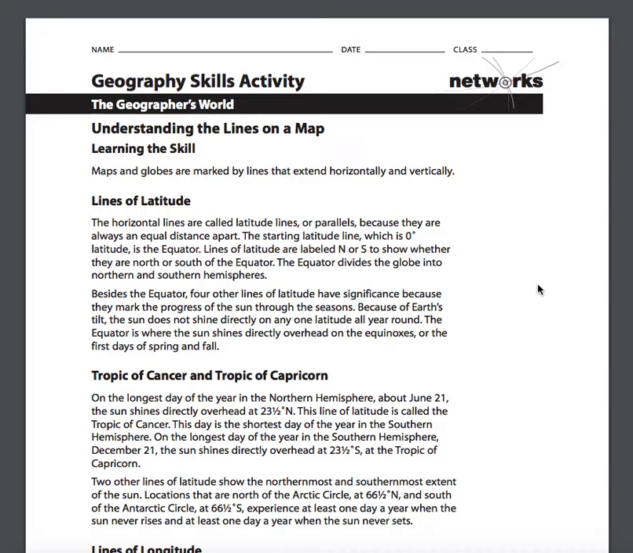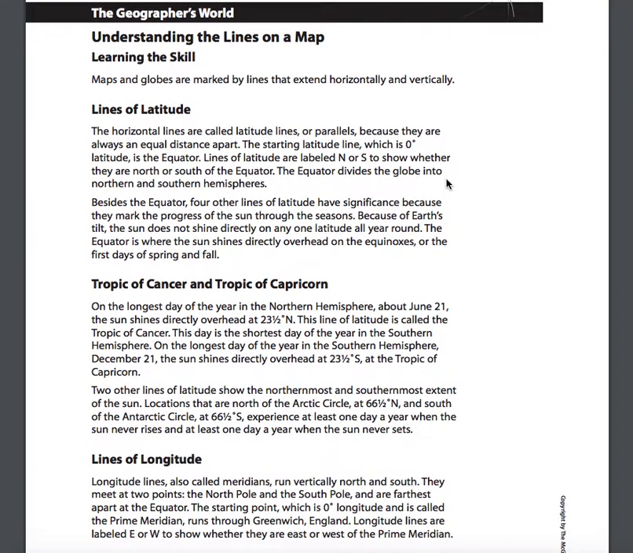Maps and globes are marked by lines and extended horizontally and vertically. Let's read about those and then get into our activity for today. Lines of latitude. The horizontal lines are called latitude lines or parallels because they are always equal distance apart. Remember, latitude is flatitude. The starting latitude line, which is 0 latitude, is the equator. Lines of latitude are labeled north or south to show whether they are north or south of the equator. The equator divides the globe into northern and southern hemispheres.